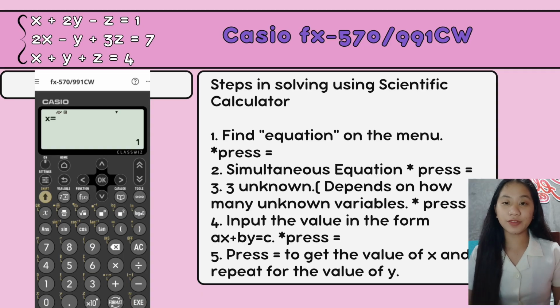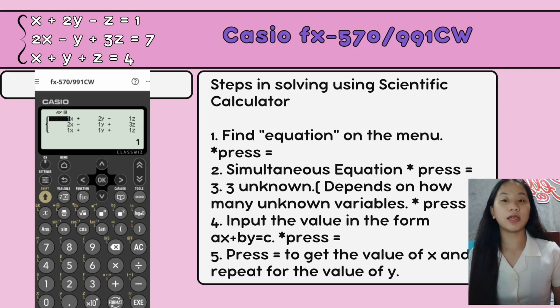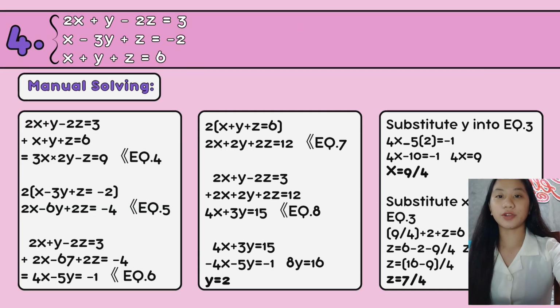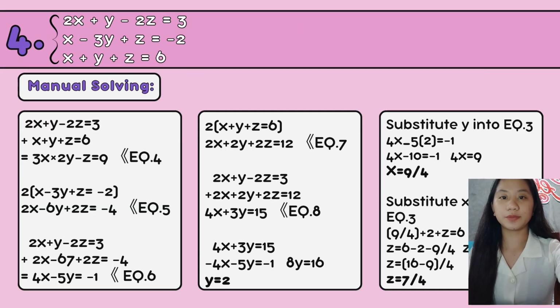So press equal to get the answer. Therefore we have the value of x, which is 1, the value of y, which is 1, and the value of z, which is 2. Same as the answer that we get on answering it manually. So press home. And for our next example, we still have three variables.